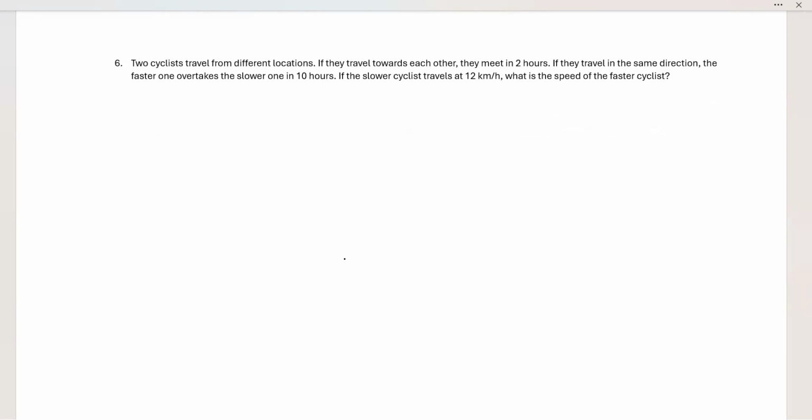So the question says two cyclists travel from different locations. If they travel towards each other, they meet in 2 hours. And if they travel in the same direction, the faster one overtakes the slower one in 10 hours. The slowest cyclist की speed 12 किलोमीटर पर आवर है. You have to find the speed of faster cyclist. ठीक है. So let's draw.